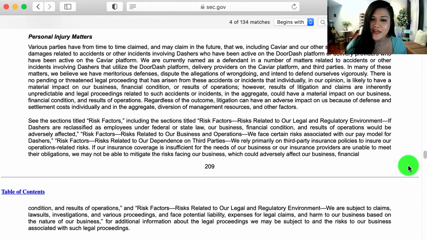Pages 204 to 209 give you the details of all the legal cases that are going on with the company. This is something you would want to read if you were interested in investing in the company, because these are future expenses that could adversely affect how they do in future years.